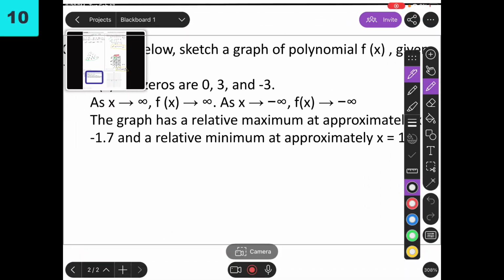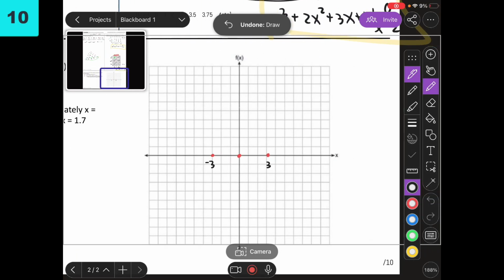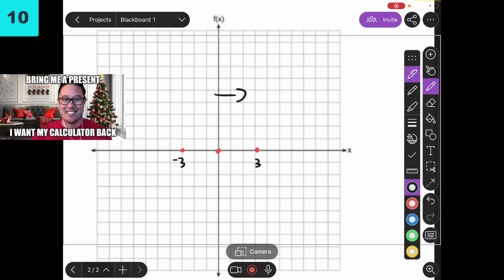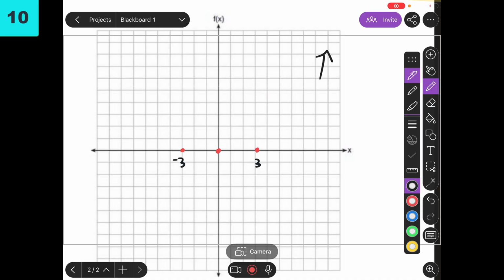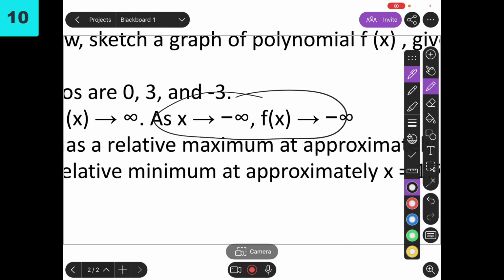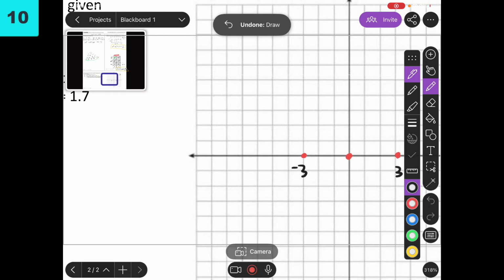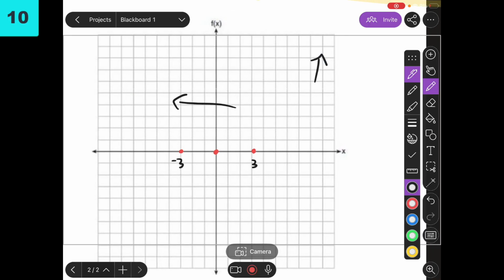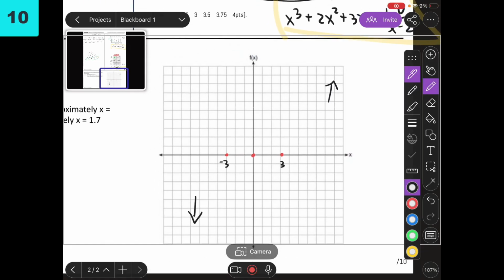Next up, I want to look at my end behaviors. As x approaches positive infinity, what happens to my y? It goes up to positive infinity. So as I go this direction, my y goes up. So I'm going to go ahead and just leave it like that. And if I go the opposite direction, right, as x goes to negative infinity, y goes down. So if I go this direction, my y eventually crashes down. And I'm just going to leave the end behaviors like that for now.